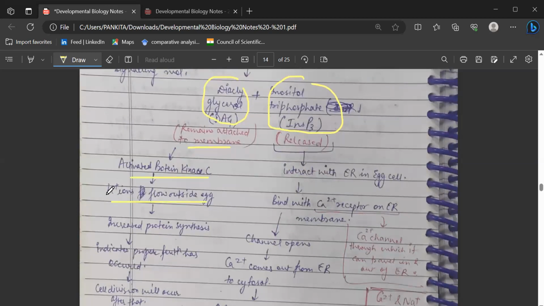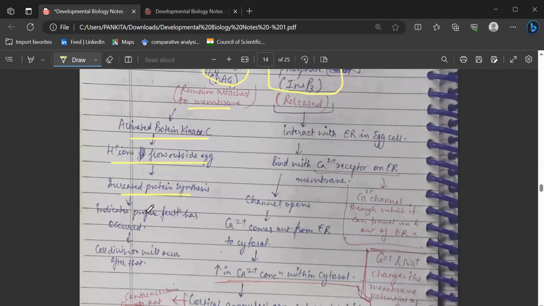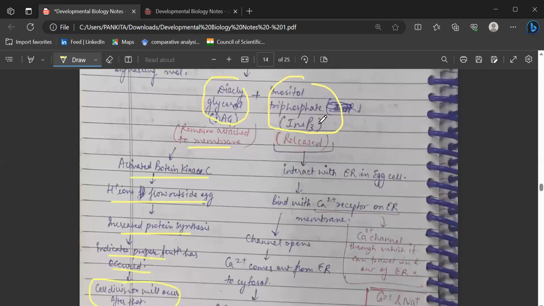The hydrogen ions flow outside the cell, which increases protein synthesis, and they indicate that proper fertilization has occurred, and then cell division takes place. In case of inositol triphosphate, it is released and it interacts with the endoplasmic reticulum in the egg cell, and finally binds with the calcium receptors on the endoplasmic reticulum.